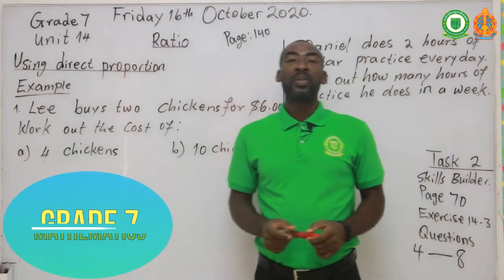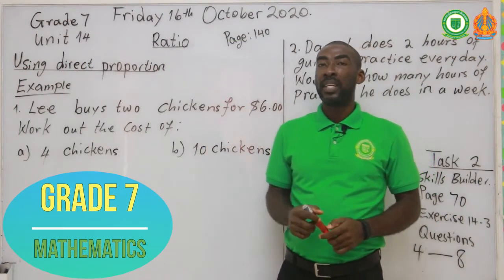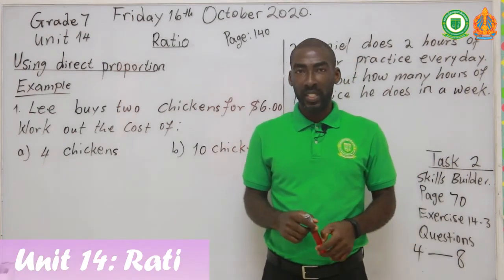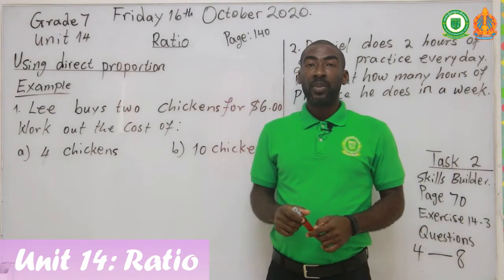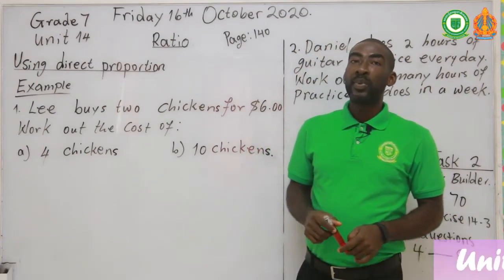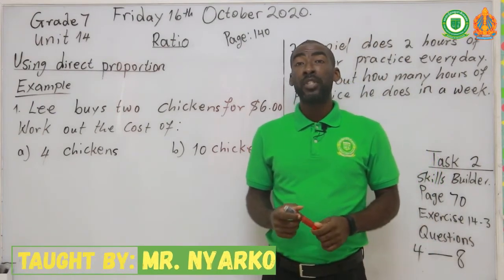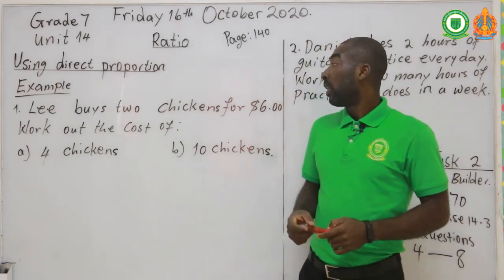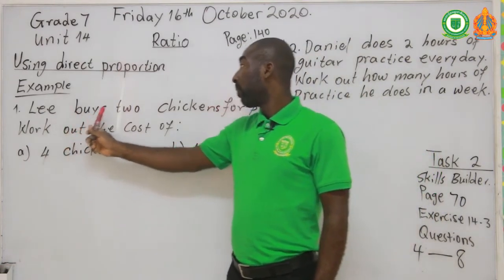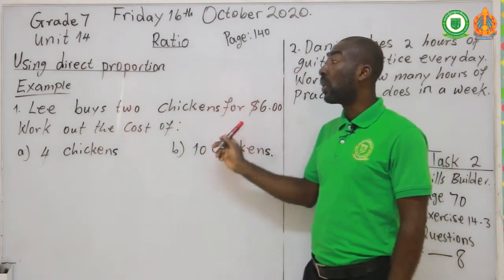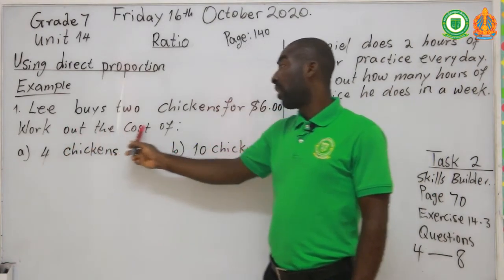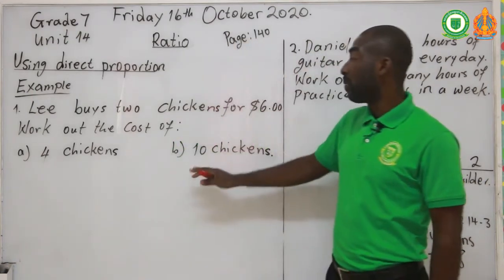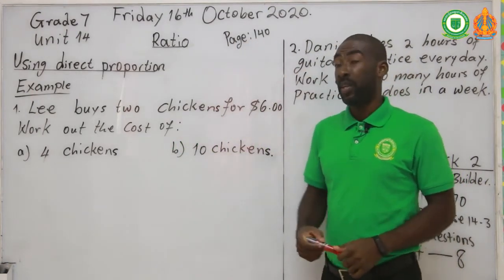Hello students, welcome back to our second episode on our lesson, ratio using direct proportion from Unit 14. In this episode, we're also going to look at 2 more examples, and we use a different approach to find answers to our direct proportion of ratio. The first example, we say that Lee buys 2 chickens for $6. We're supposed to work out the cost of when she buys 4 chickens and when she buys 10 chickens, okay?